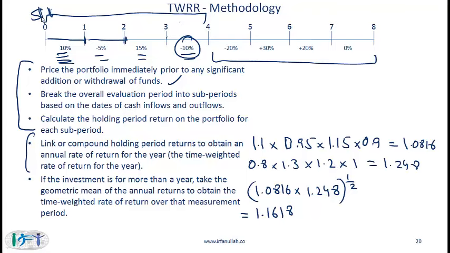So $1 invested at the start will become 1.0816 times 1.248 at the end of year 2. To figure out the average per year, we have to take the geometric mean of the numbers for the 2 years. So you multiply them and then raise to the power of 1 over 2, because we have 2 years, and we get 1.1618, and the rate then is 16.18.